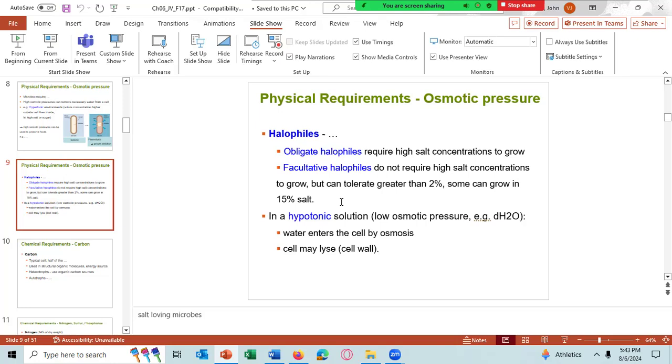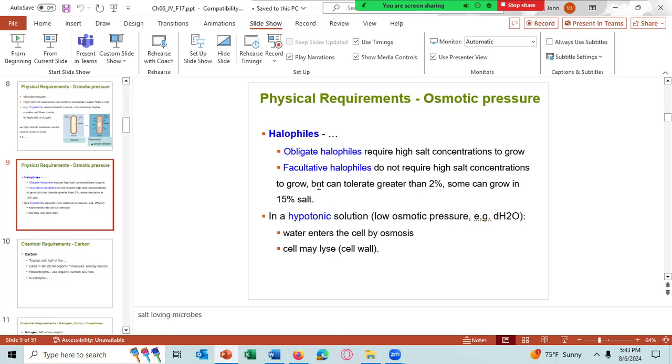It can grow on a TSA plate, which actually only has about 0.9% sodium chloride, but it can grow on your skin, which the very highest it can get would be 20%. Obviously, it would depend on how much you've been sweating and when you last took your shower. But your salt can get up to 20% on your skin.